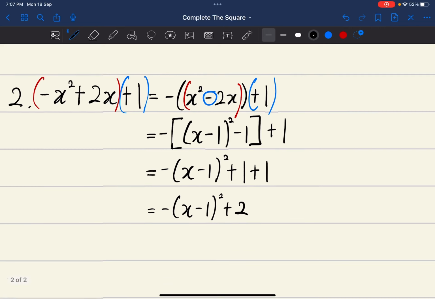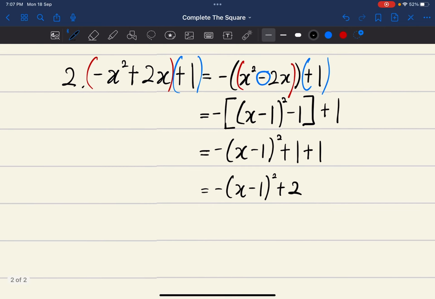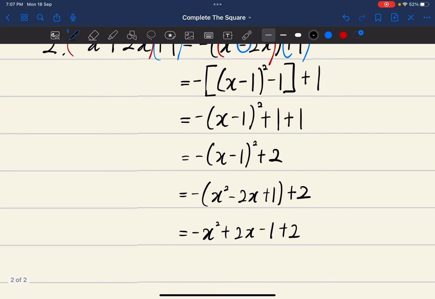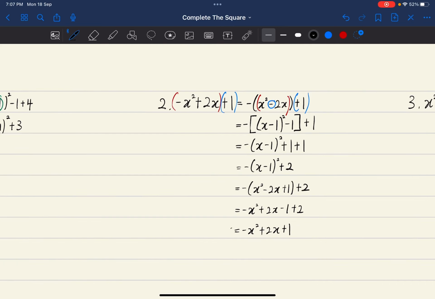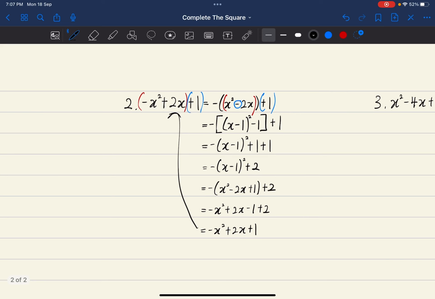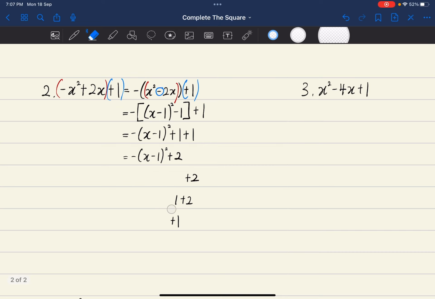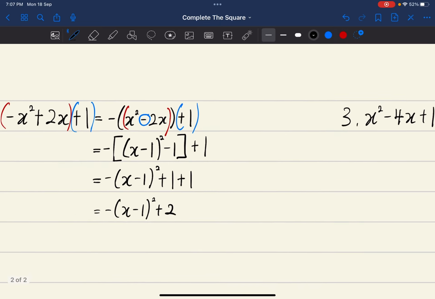And if you're not sure whether you're correct, you can always just open it back up. In this case, if we open it back up, it's going to be x squared minus 2x plus 1 plus 2, right? Multiply -1 inside of this whole quadratic, and you get negative x squared plus 2x minus 1 plus 2, which is negative x squared plus 2x plus 1, which is the original equation, as you can see. So that means we completed the square correctly, right? All right. And that's it. That's how you do it.